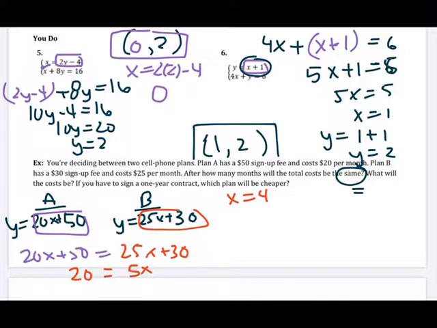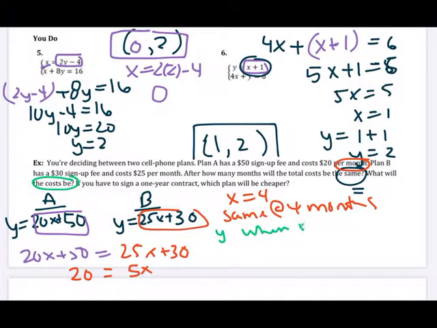And what is x talking about? It's talking about the number of months. So they will be the same at 4 months. There's the answer to the first question. After how many months will the total cost be the same? They'll be the same at 4 months. What will that cost be is asking for the y value. So it wants y when x equals 4.